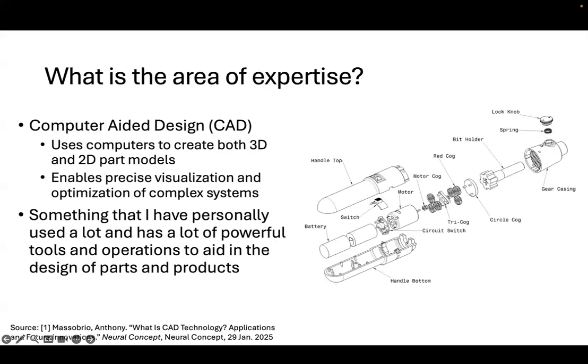For this project, I chose computer-aided design as the area of expertise I would like to master. This includes the use of computers to create both 3D and 2D part models. This is really good for enabling precise visualization of parts when putting them together in an assembly to create an entire product, as well as the optimization of parts for different complex systems. This is something that I have personally used a lot, both in academia as well as in industry, and it has a lot of powerful tools and operations that aid in all of the functions of engineering, especially in the design of parts and products.